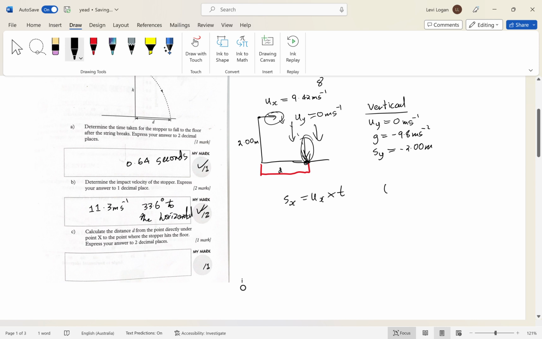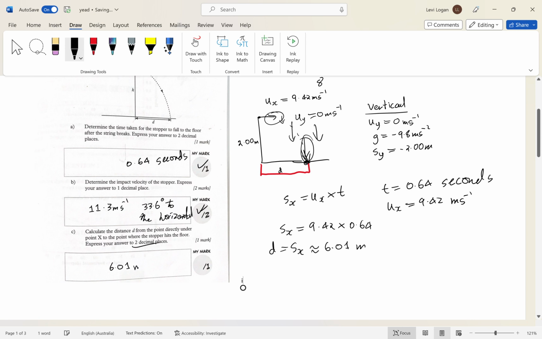We worked out the time is 0.64 seconds, and u of x is 9.42 meters per second. Right, so s of x is 9.42 times 0.64. So s of x, our distance d, is approximately, using your calculator, 6.01 meters. It's at 2 decimal places, so 6.01 meters is fine, and you'll get your mark.